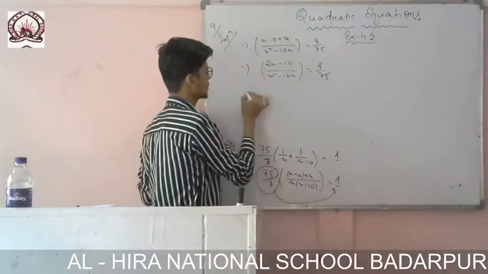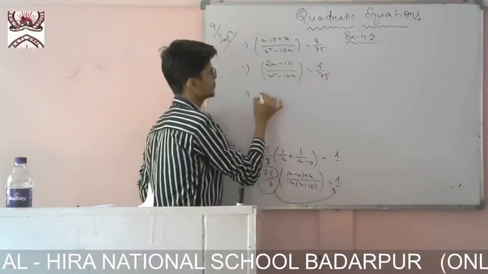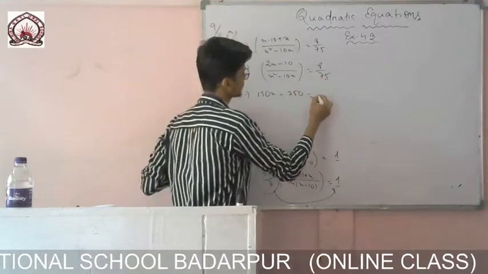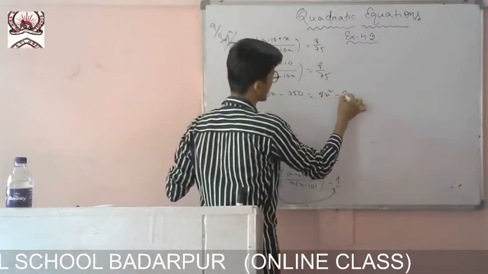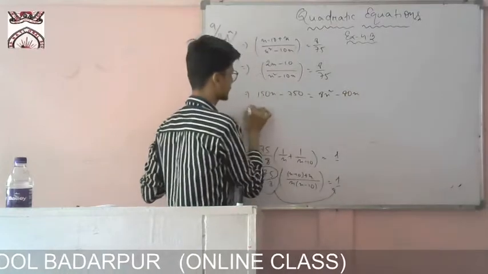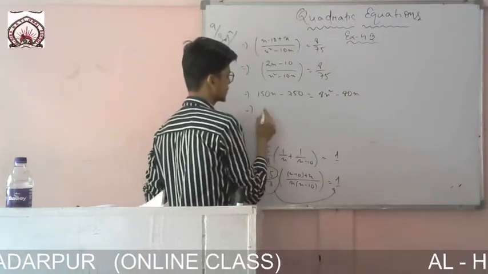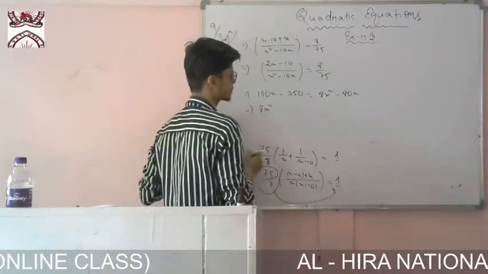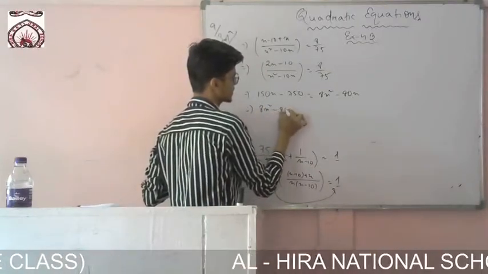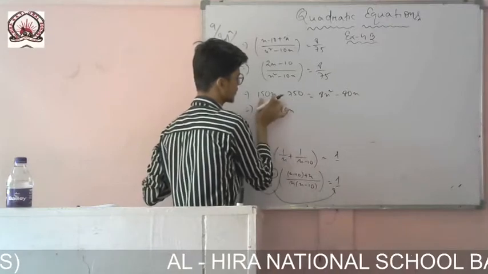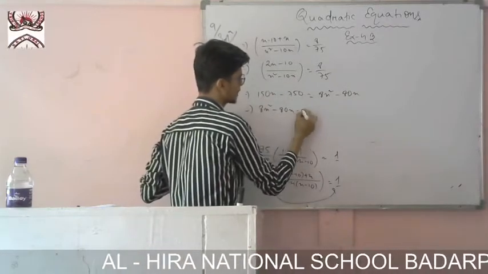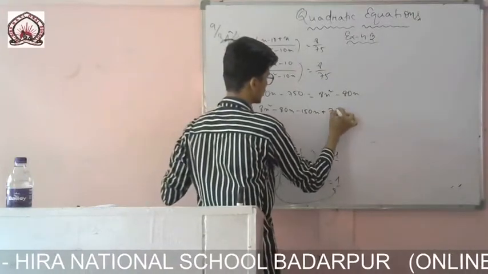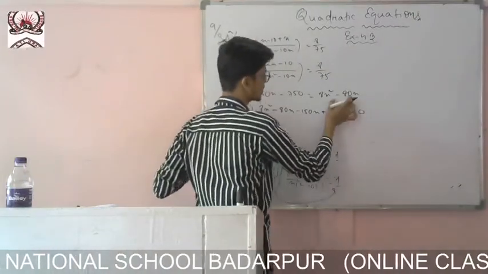Now I'll do cross multiplication. 75 2s are 150, 75 10s are 750, 8x square minus 80x. If I change the side, let me take this one as a, so it will be 8x square minus 80x, and let me change this thing. If I change the side, 150 will come here, it will be minus 150, and there it will be plus 750 equals to, I have taken this one here.